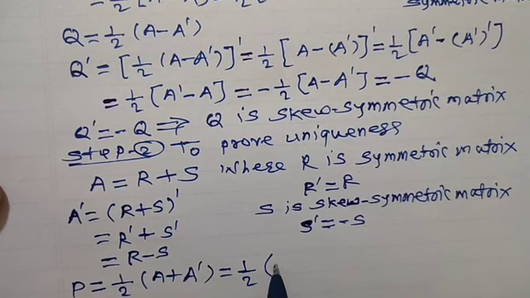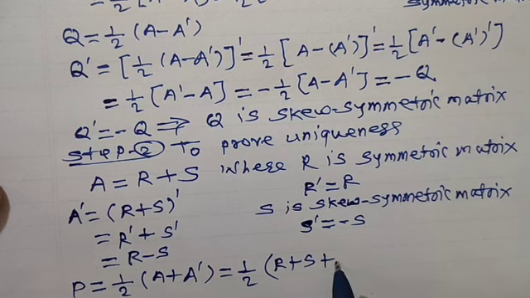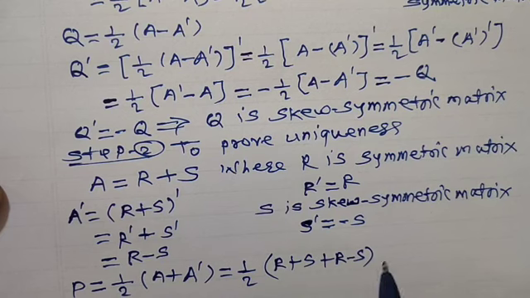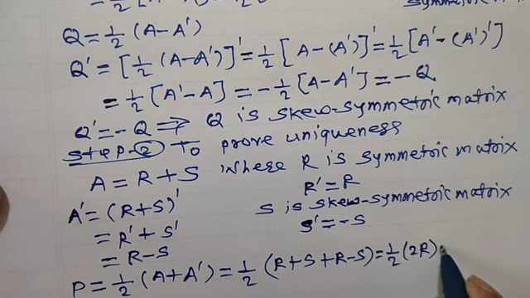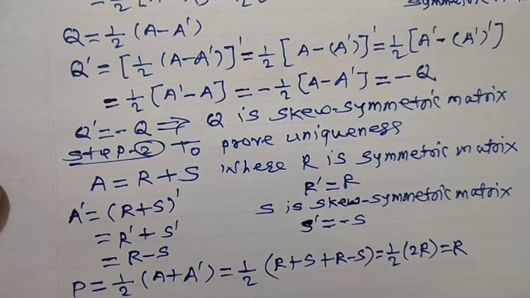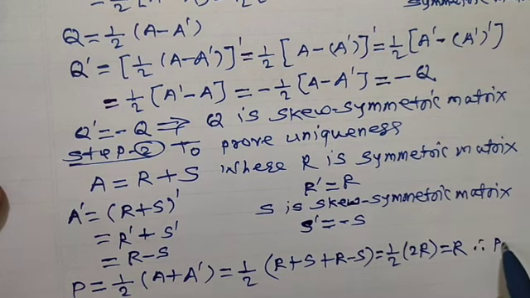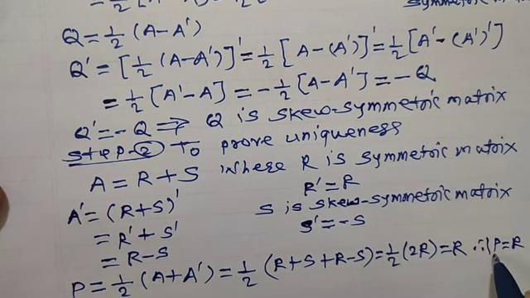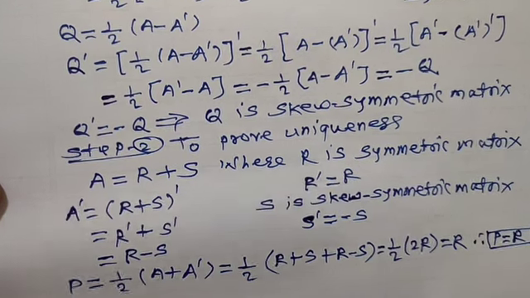A is R plus S, plus A dash is R minus S. Here S and S get cancelled, remaining 2R, 1 upon 2 of 2R, and this is equal to R. P is equal to R. We have proved P is equal to R. Means if R is a symmetric matrix, then P is a symmetric matrix.